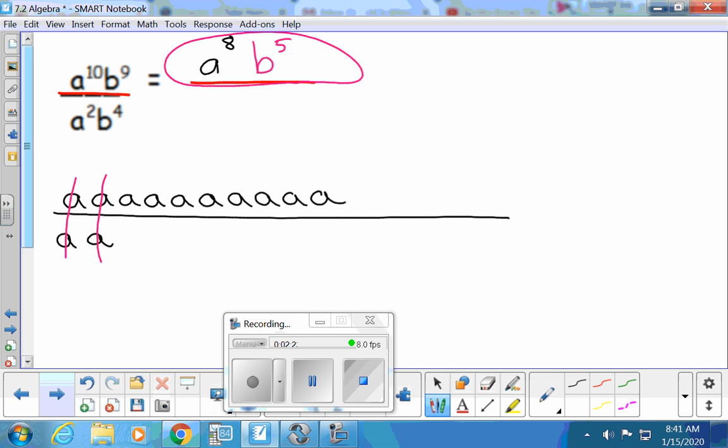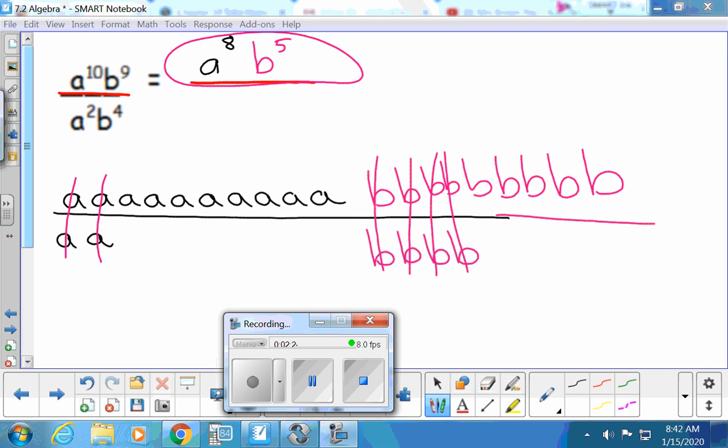Do you see it? While I had the video on pause, we actually drew our B's out as well, just to demonstrate why there's nobody in the denominator anymore. There's nobody down below anymore, because those 2 A's canceled out, and the 4 B's canceled out. So everybody that's left all lives in the numerator on the top.